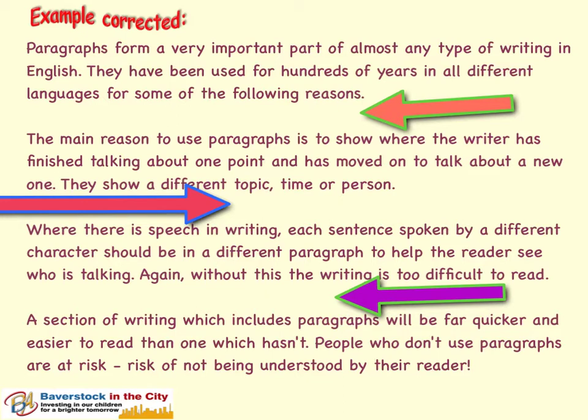A section of writing which includes paragraphs will be far quicker and easier to read than one which hasn't. People who don't use paragraphs are at risk of not being understood by their reader. I think you can see that that is much clearer and much easier for a reader to read and understand.